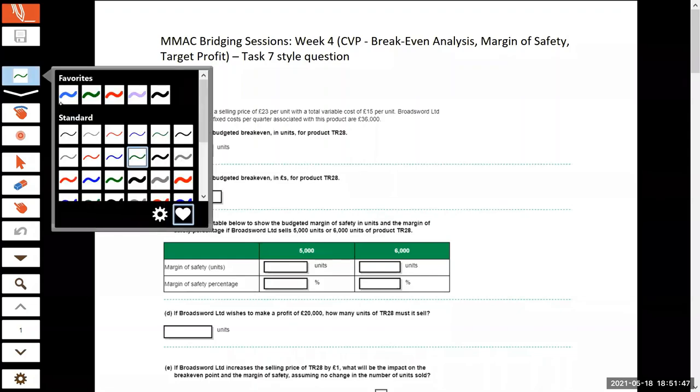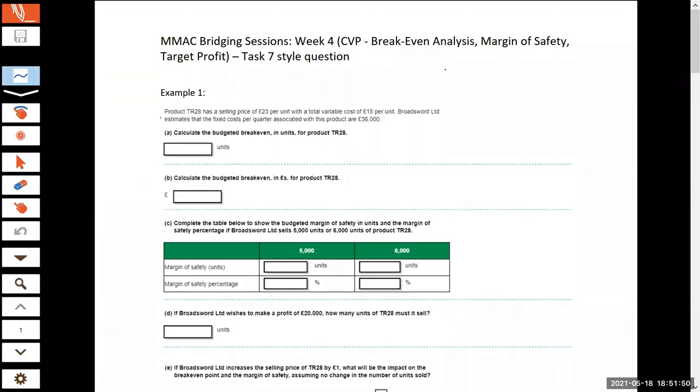Okay, so quite right, it is eight. So we say the selling price, which is £23, minus the variable costs of £15, as we saw in the first example when I was drawing those graphs, is that we have a contribution of £8 per unit. And that means in that lovely little graph I like to draw, for every unit that it moves along, it moves eight up. Okay, so the gradient is eight, if you like.